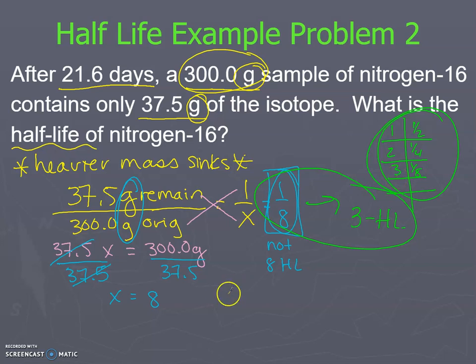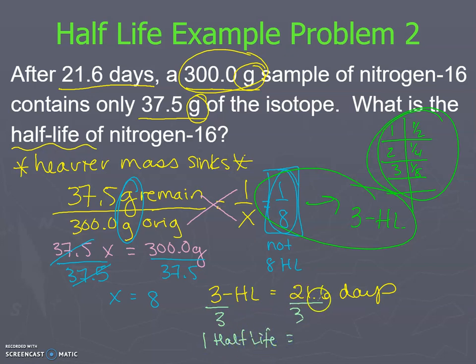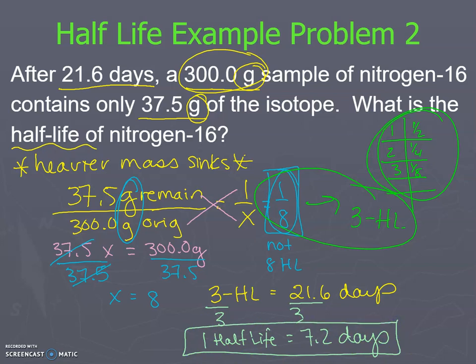So now what do we do? If 3 half-lives is going to be 21.6 days, how much is just 1 half-life going to be? So what I have to do is divide both of these numbers by 3. So 1 half-life is going to be 21.6 divided by 3. That would be 7.2 days. And that's how long one of the half-lives is going to be.